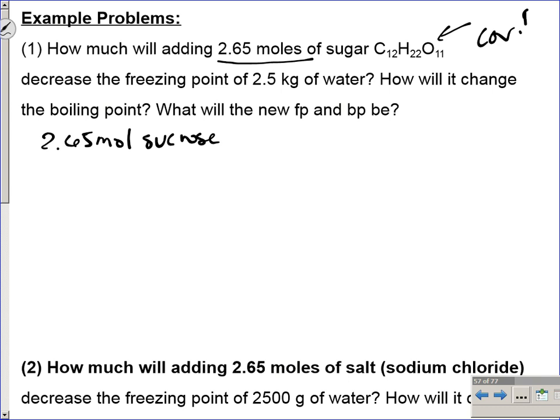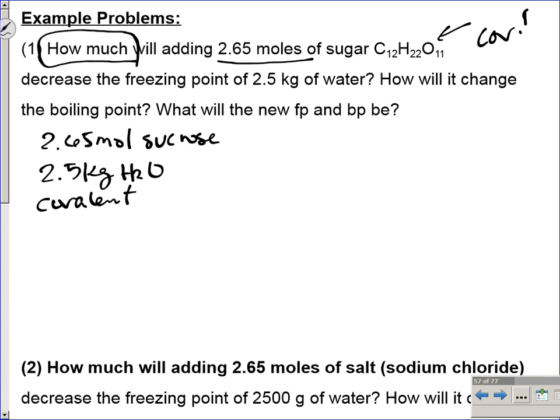Okay, so the sucrose is going to be something. The 2.5 kilograms of water will be important. The fact that it's covalent is going to give us some information. And it says its freezing point is going to depress. How much will it decrease the freezing point is our question. You see that's kind of blended in there? So the delta T for the freezing point is what our question is.